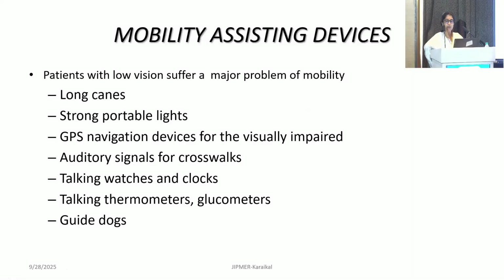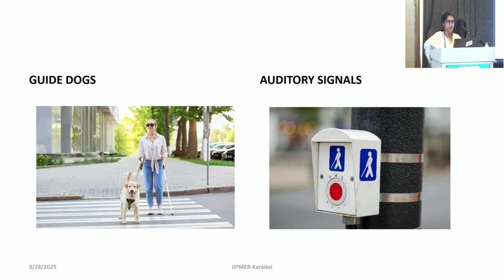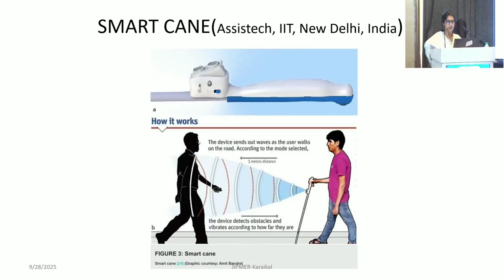The other very important things for day-to-day life which a low vision person needs are mobility assisting devices like long canes, GPS navigation devices, auditory signals for crosswalks, talking thermometers, talking glucometers, talking watches, and guide dogs. With the help of GPS, patients with low vision can participate even in the Paralympics. We have heard of persons taking part in several sports activities with the help of this GPS. So we don't have to tell about the importance of guide dogs and auditory signals.